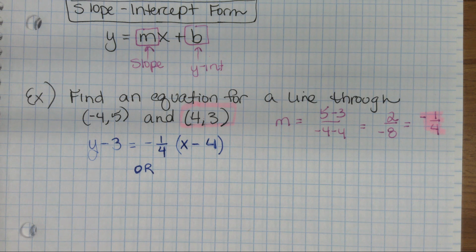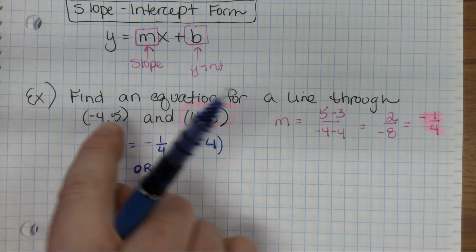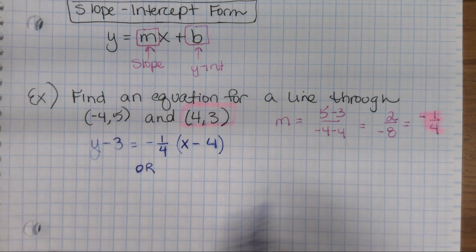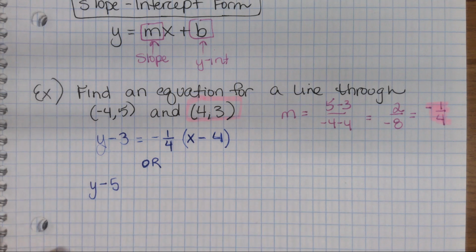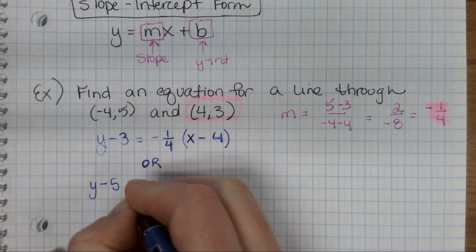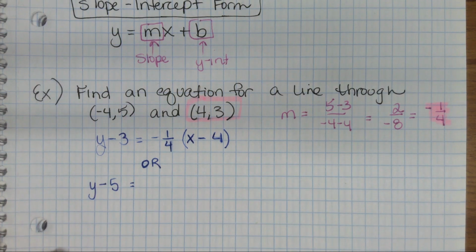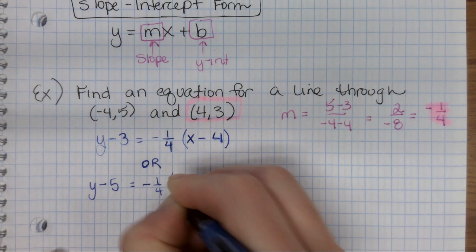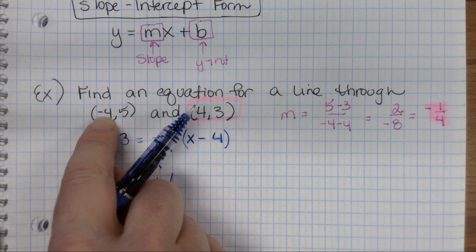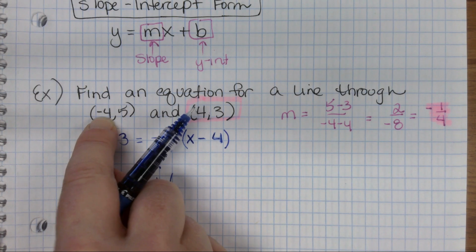Okay, if you chose the other point, instead of y minus 3, you would write y minus 5 equals -1/4 times x minus a -4, but I don't write x minus a -4. What do I write? Okay.